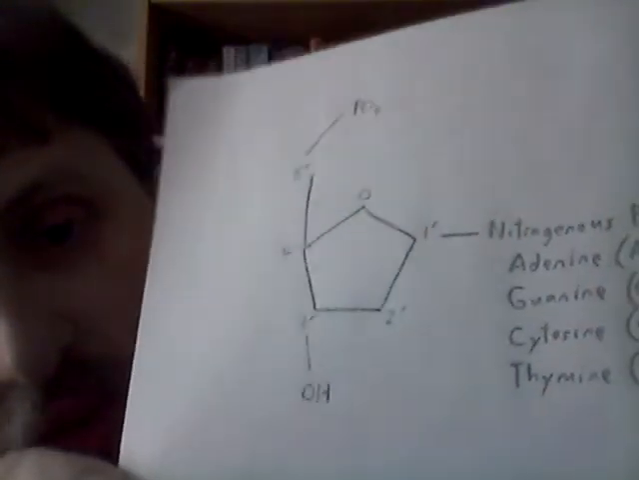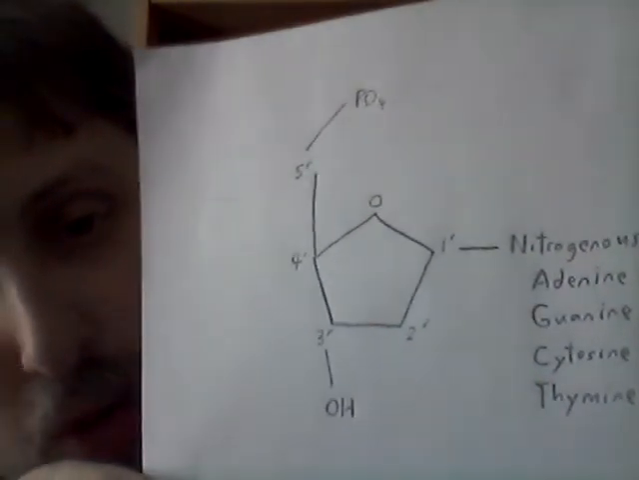All right, now I've got here for all of you a diagram of a DNA nucleotide. And the nucleotide is the monomer of DNA. This is the basic fundamental subunit of the DNA molecule. So here is a single nucleotide. It's got several parts to it.